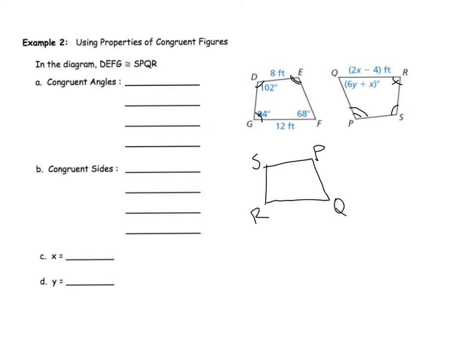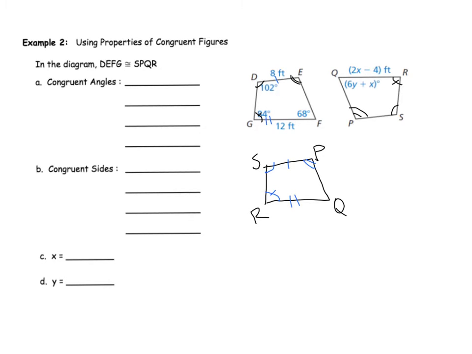All right, so example 2, using properties of congruent figures. Notice first thing I did was I actually redrew this polygon here to look similar to the first one, just because it makes it a lot easier for me to see where all my angles are and which ones correspond with each other. Okay, and then I did make particular markings on certain angles, just because it makes my life 10 times easier to visually see what matches up with what.